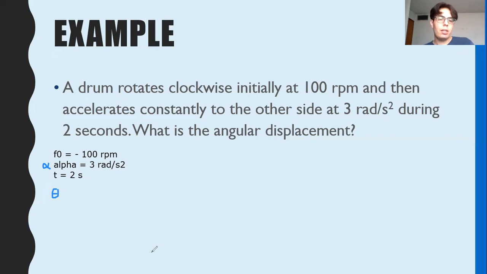Okay, 3 radians per second squared. What is the angular displacement? So we can just check the formulas or the information that we have. And which formulas can we use, right?